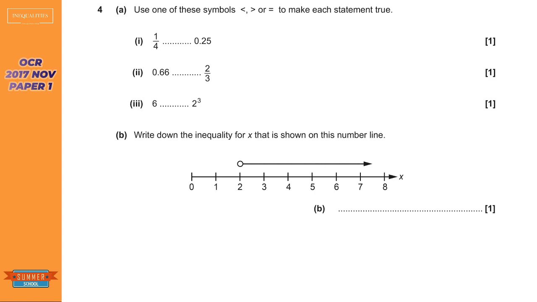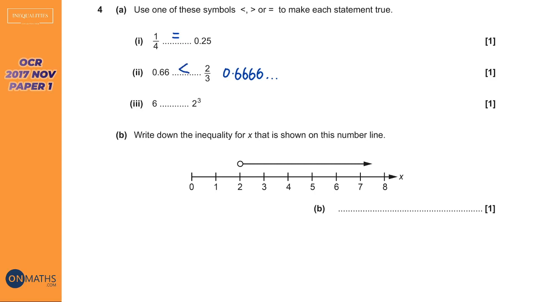Well, a quarter and 0.25 here are equal, so we just put an equals there. Okay, they're the same thing. With 2/3 though, this is a calculator paper, so what you can do is you can just do 2 divided by 3, and it comes up as 0.66666, blah, blah, blah. So that is actually more than 0.66. So which one do we use? Well, it's this one here.